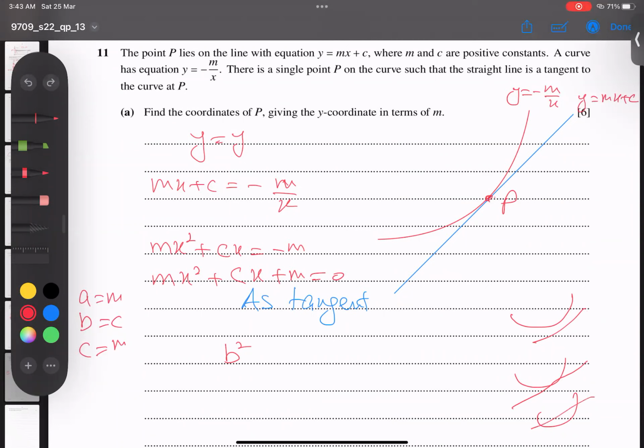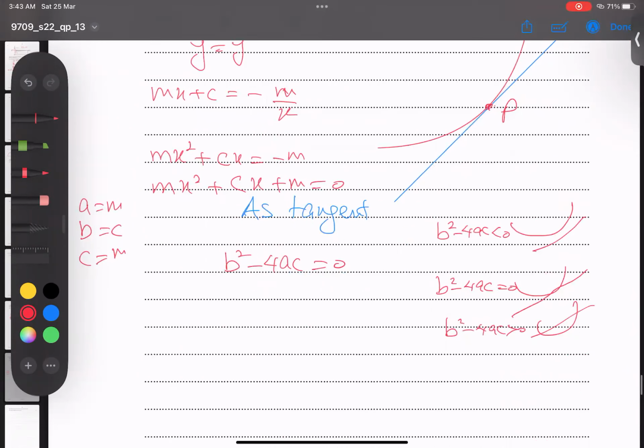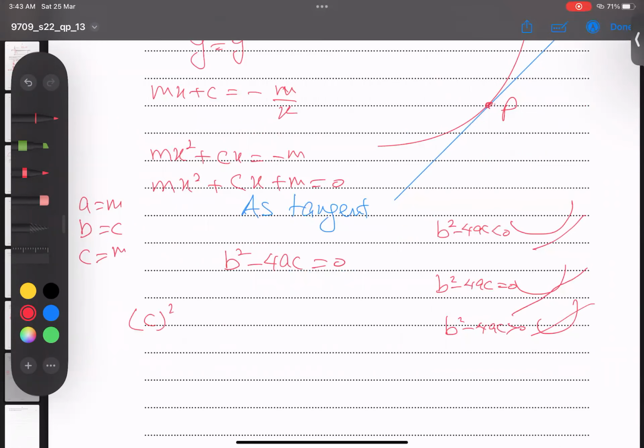Okay. In this option, b square minus 4ac is less than 0. Here, b square minus 4ac is equal to 0. Here, b square minus 4ac is bigger than 0. So here, b square minus 4ac equals 0. I'm applying c to the power 2 for a is m. Here, c is also m, and I got c square minus 4m to the power 2 equal to 0.